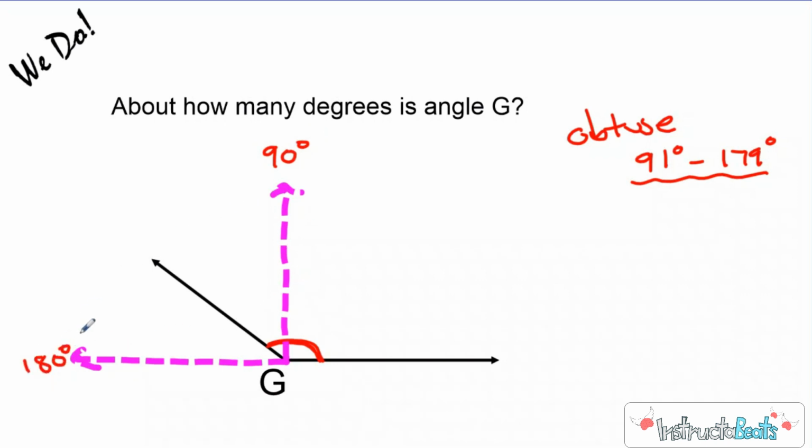Now, halfway in between 90 and 180 is 135. So if you look at this angle, it looks like it's pretty close to right in the middle. So it's about halfway between 90 and 180. So I'm thinking, hey, this I think is about 135 degrees. So I'm going to say angle G is about 135 degrees.